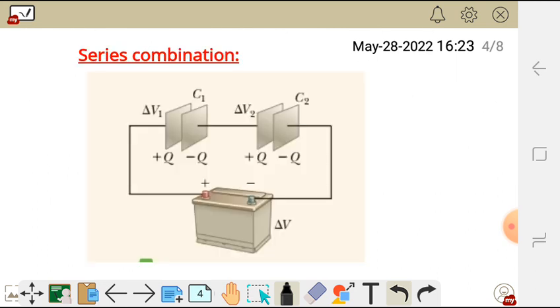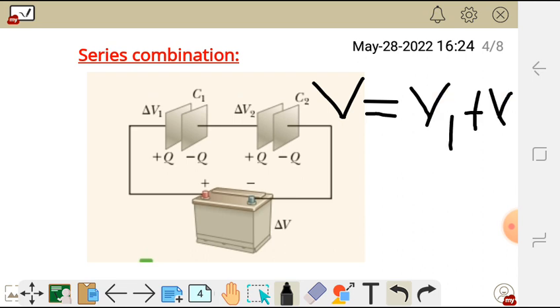In series it's a different story, where the capacitors are connected in the same line, or in the same queue, or in the same wire. Then the charge which is passing through this capacitor here is equal to the charge which is passing in that capacitor there, but the voltage V1 is not equal to the voltage V2 across that. So to find the total voltage passing through these two capacitors, you simply say our total voltage is equal to V1 plus V2.